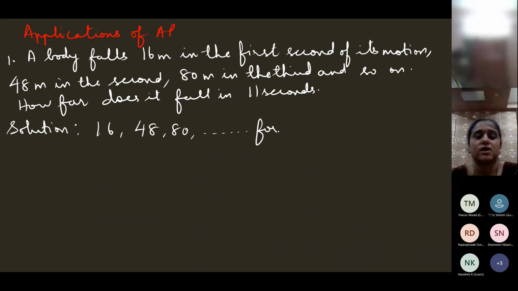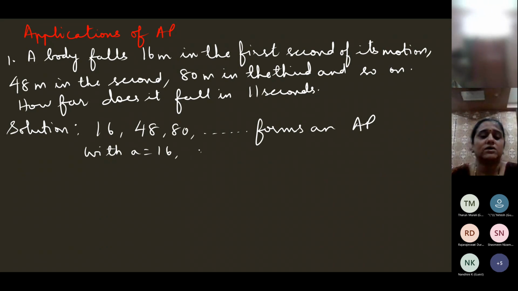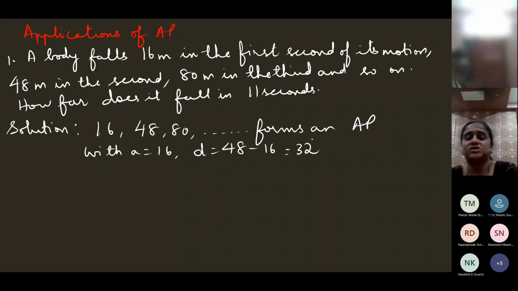Yes, ma'am. Forms an AP with a equal to 16, and d is b equal to 48 minus 16, which is 32. Yes, Shreyas, you wanted to say something? No, ma'am. Okay.